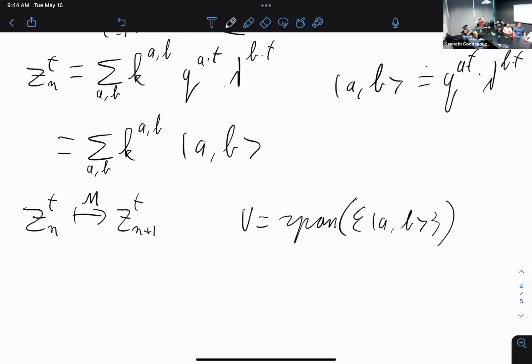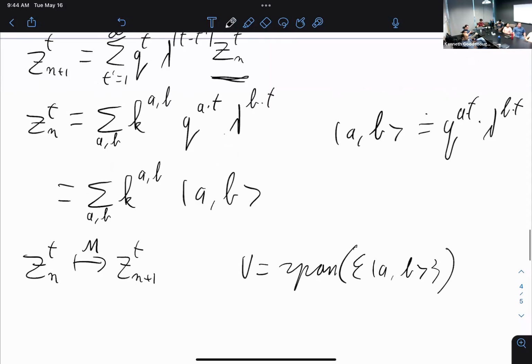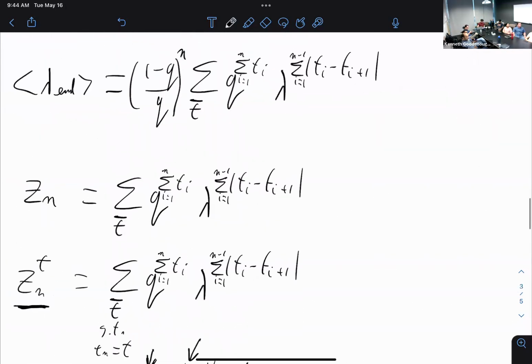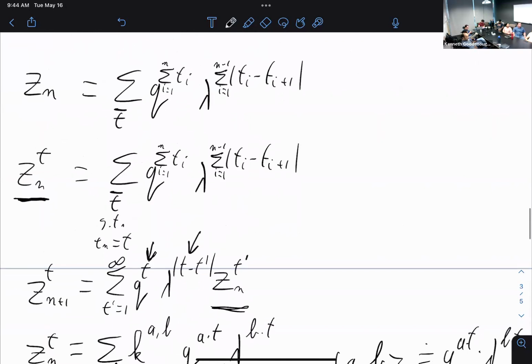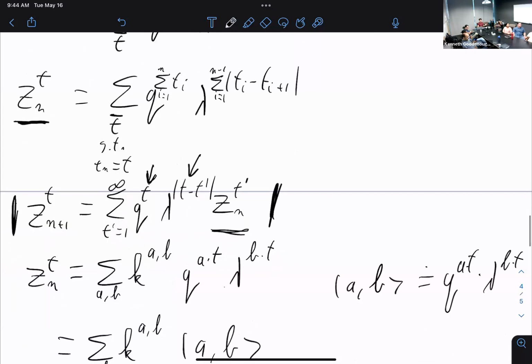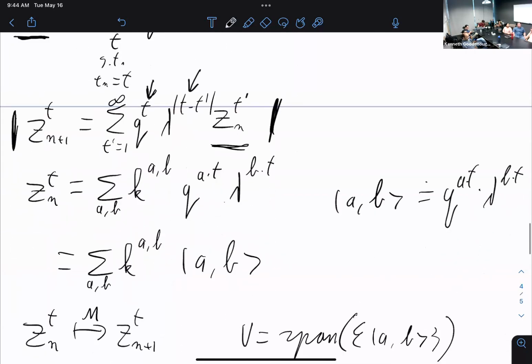So in general, my Z and T will always be a linear combination, an element of this vector space. And applying this recursion step is just applying a linear transformation on this space. So you don't even have to go really to solving this. You don't have to do this recursion step every time. We can really just think of it as applying a linear map n times.